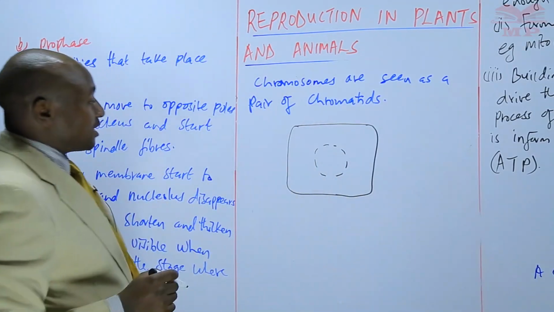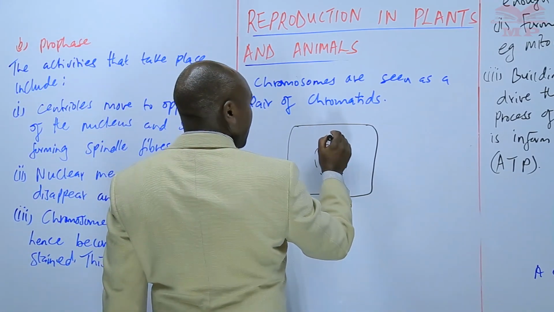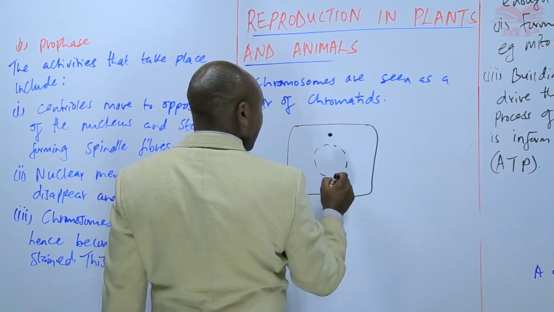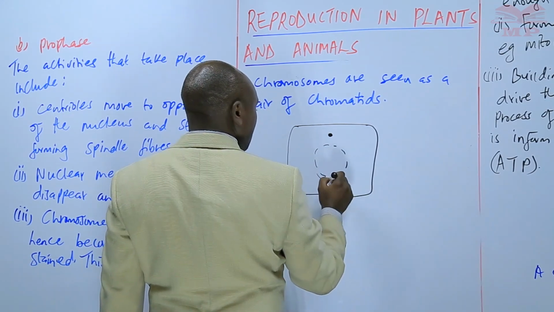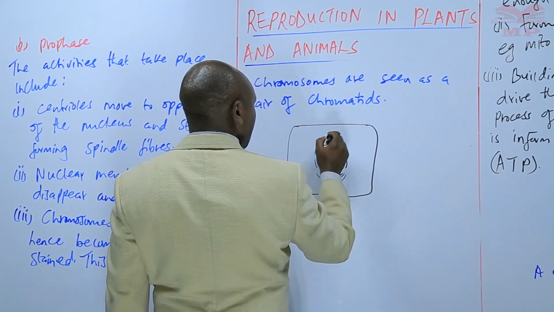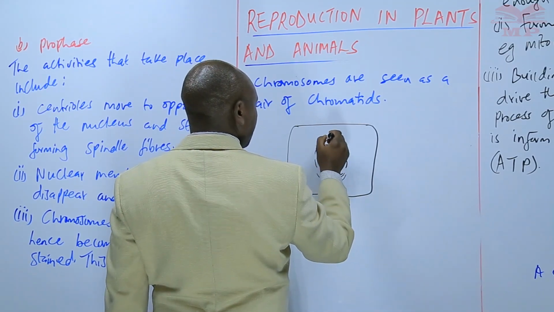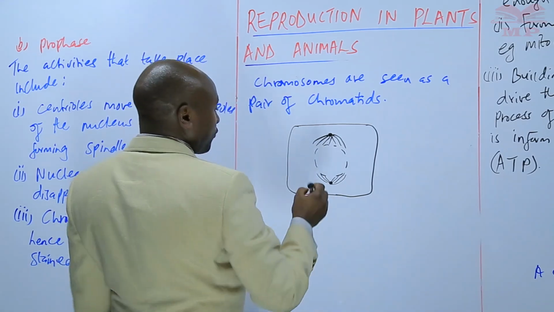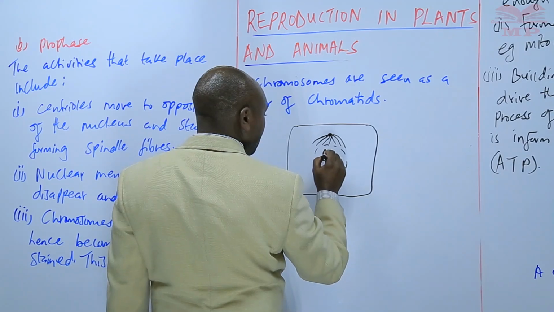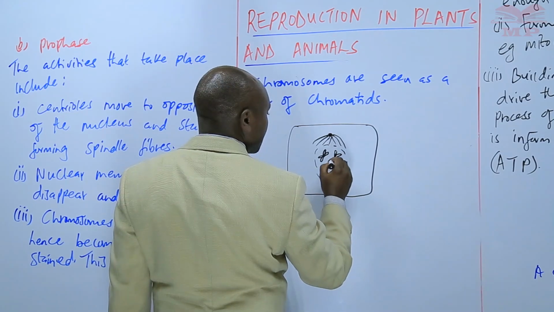So you can see the nucleus, the nuclear membrane has started to disappear. The centrioles have moved to the opposite poles, and they have started forming the spindle fibers, as shown. Then, of course, inside here, the chromosomes have thickened, shortened, and we start seeing them as a pair of chromatids.